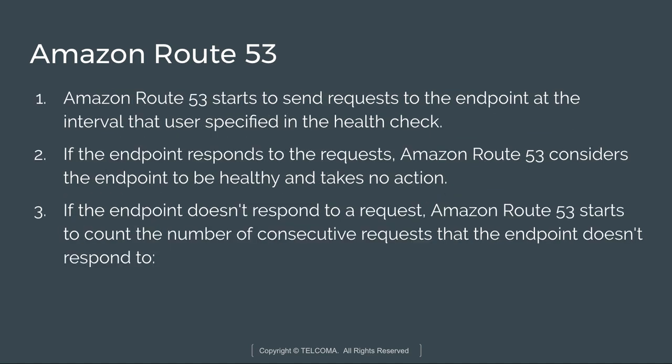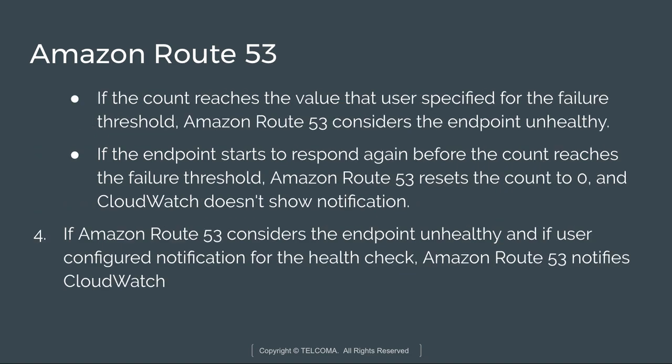Amazon Route 53 starts to send requests to the endpoint at the interval that the user specified in the health check. If the endpoint responds to the request, Amazon Route 53 considers the endpoint healthy and takes no action. If the endpoint doesn't respond to the request, Amazon Route 53 starts to count the number of consecutive failed requests. If the count reaches the value the user specified for the failure threshold, it considers the endpoint to be unhealthy.